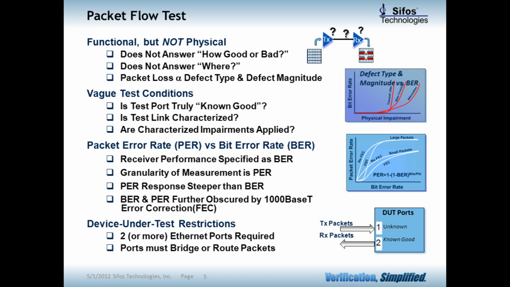From a physical interface perspective, packet flow testing typically suffers from vague test conditions. Test ports and connecting cables utilized might be considered known good, but are not formally characterized and are seldom characterized at all. The absence of controlled link impairments further blurs the significance of zero packet loss measurements.